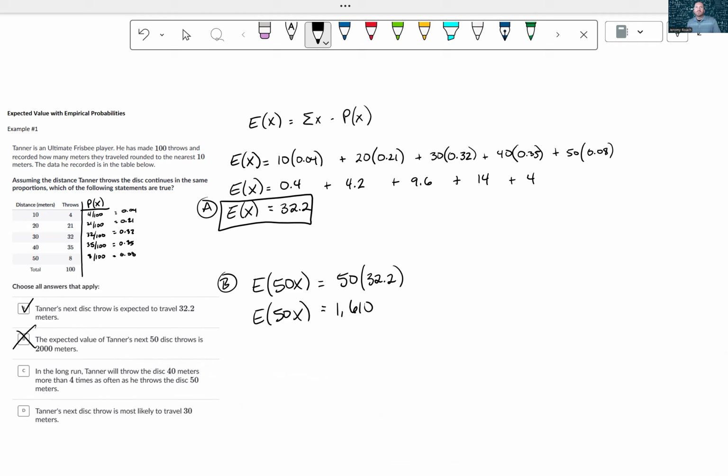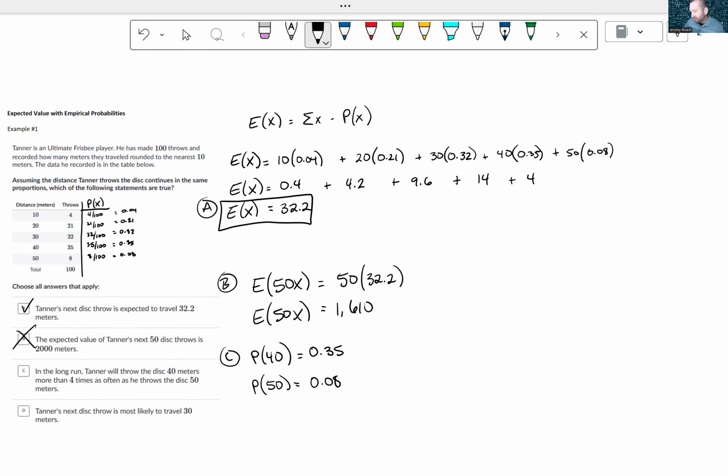Okay, so this one is asking us to examine the probabilities. It's saying to check the probability of him throwing the disc 40 meters. So we'll write that. We'll say the probability of throwing the disc 40 meters is 0.35. And then it's saying that that probability is 4 times as much as the probability of him throwing it 50 meters, which we found is 0.08. So it says it's more than 4 times as much.